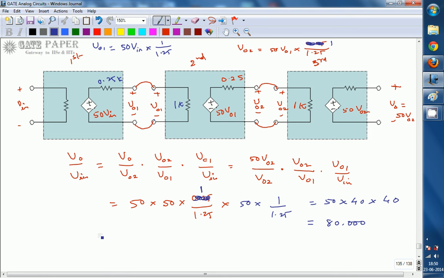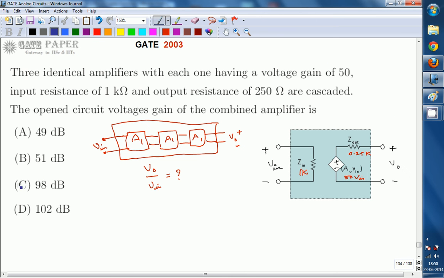And 80,000 in decibels: AV in dB is equal to 20 log AV. So 20 log 80,000, if you calculate this, will be around 98.061 decibels. So the overall response of 3 identical stages cascaded is 98 decibels. So the right answer for this question is C. 98 decibels is the right answer. Thank you.